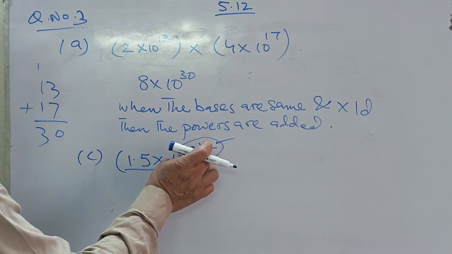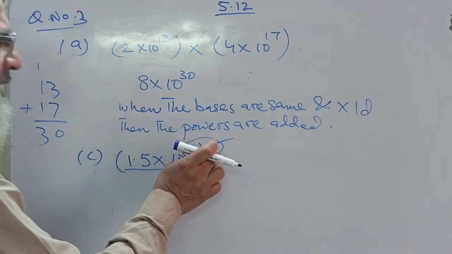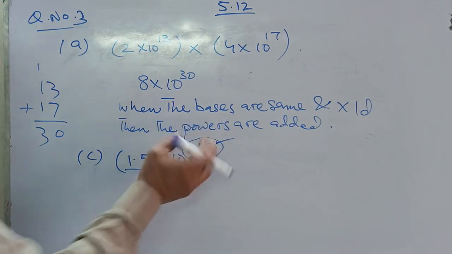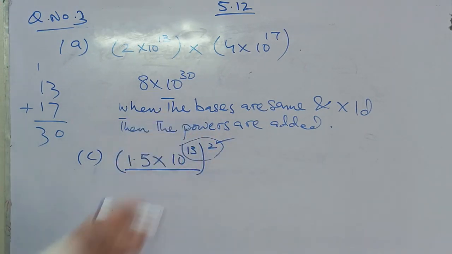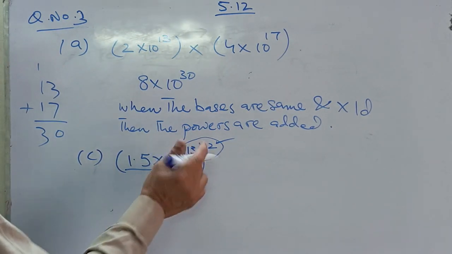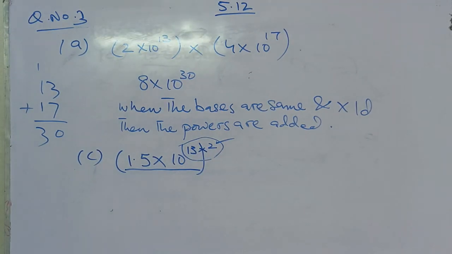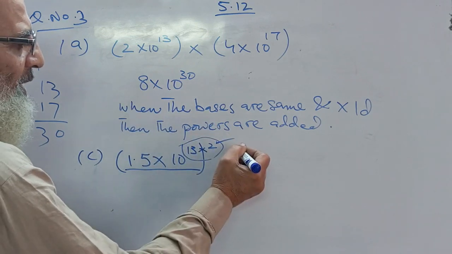And when there is a base and a power, then we will square whatever it is written. If it is square, if it is cube, we have to do that. We have to carry out that square, or 3, or 4, or whatever the power is. Now we have to multiply this power with this power.